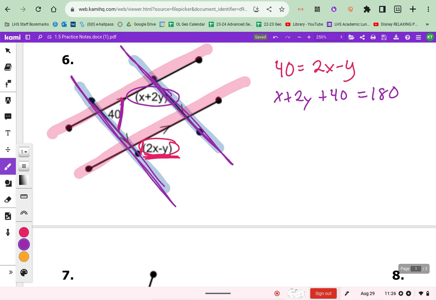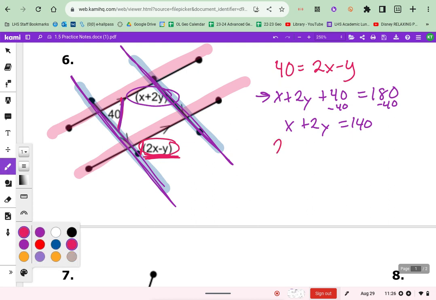So I have two equations that both have two variables, which means I'm going to solve a system. I prefer to solve by elimination, so I'm going to first rewrite that second equation so that all my variables are on the left and all my numbers are on the right. So I'm going to rewrite it as x plus 2y equals 140. I subtracted 40 from both sides. And then I'm going to put that first equation underneath it so I can line it all up. So I'm going to do 2x minus y equals 40.